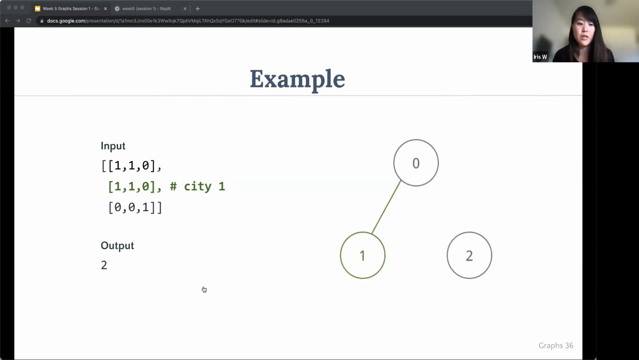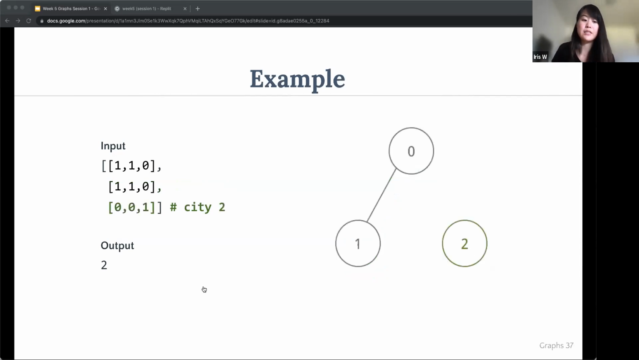So that's why in both those entries between 0 to 1 and 1 to 0, you'll see a 1 being set there. And across the diagonals, which are basically the cities themselves, those are also set to 1 because each city on its own is considered to be in its own province. And then lastly, city 2 isn't connected to any of the other cities because if we look at column 0, there's a 0 there, column 1, there's a 1 there, and then it's in a province with itself, so that's set to 1 down there. And that's how we get the output of 2 over there.